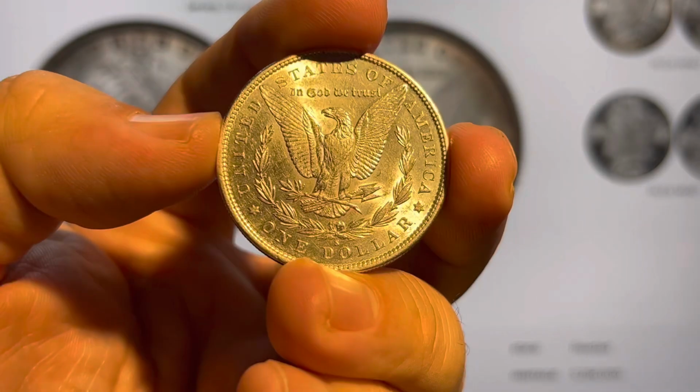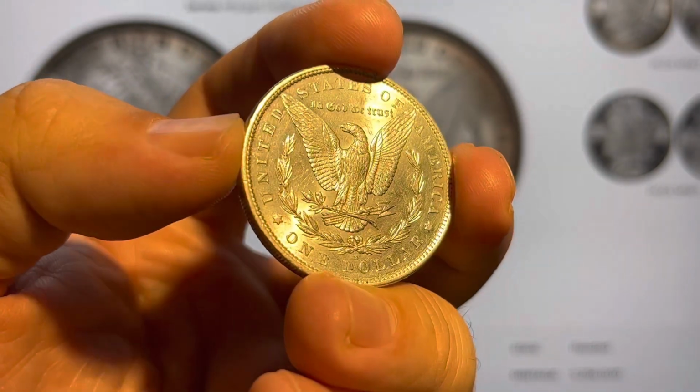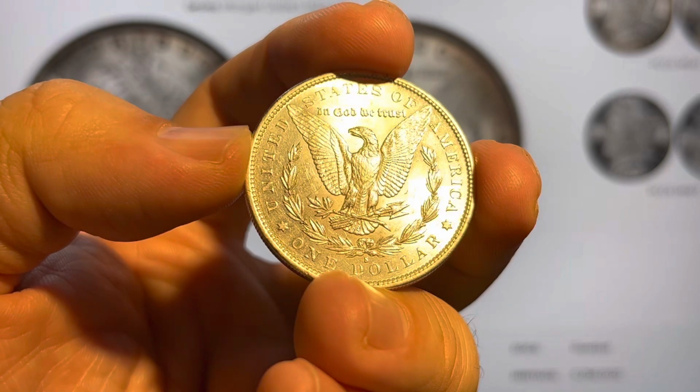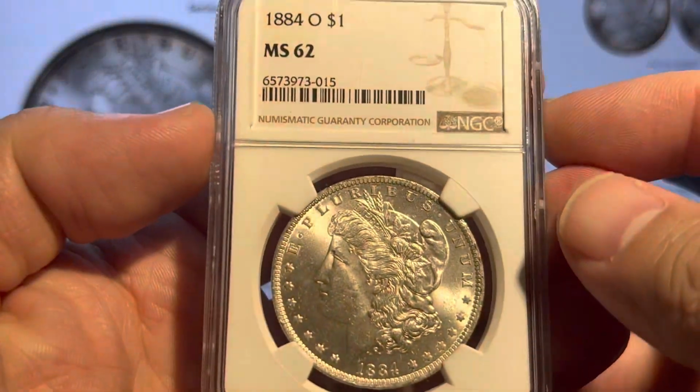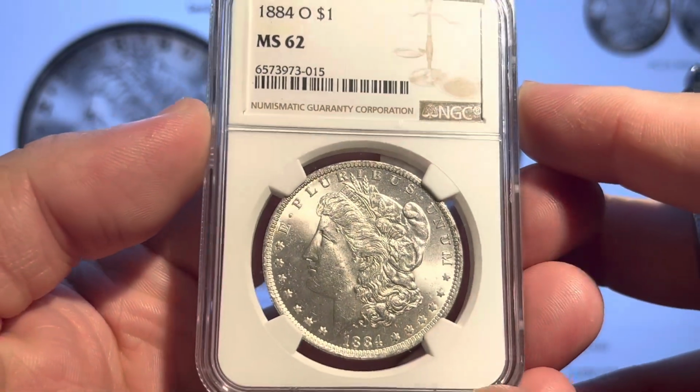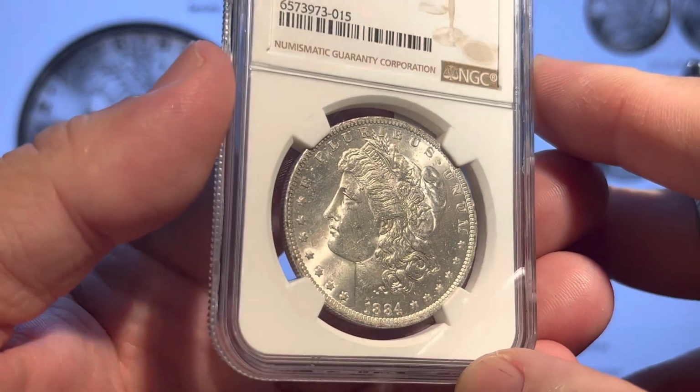So again, this is an AU condition coin. All right, note a few of the things I talked about. And then let's go ahead and talk about this coin right here. This is a Mid State 62 by NGC, all right?